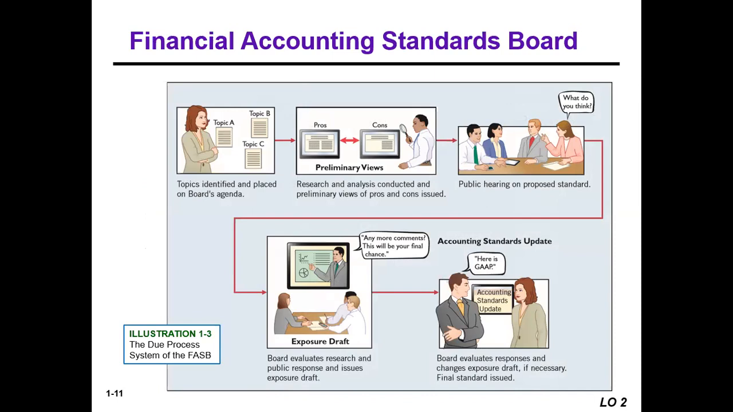basically the process that a proposed principle, or a proposed update to a principle, goes through, right? So this is the due process that they talk about on page 11. We think about topic A, topic B, topic C. So topics are identified and placed on the agenda. We weigh the pros and cons of each topic. Research and analysis is conducted, and we can analyze each topic and the pros and the cons.